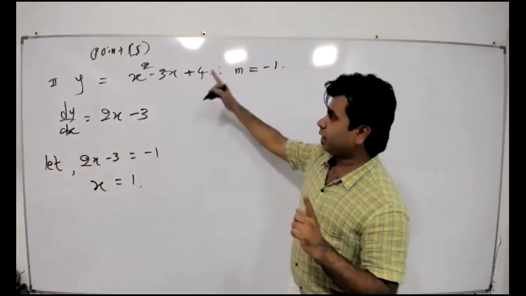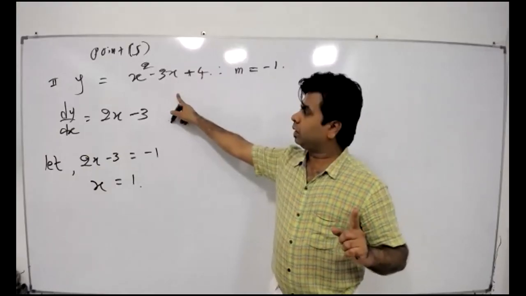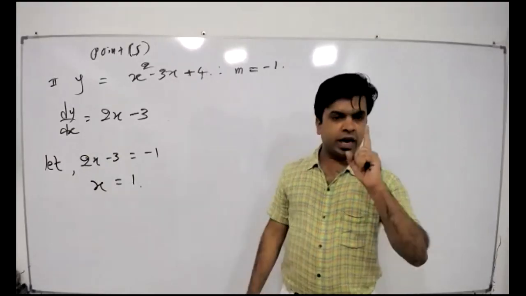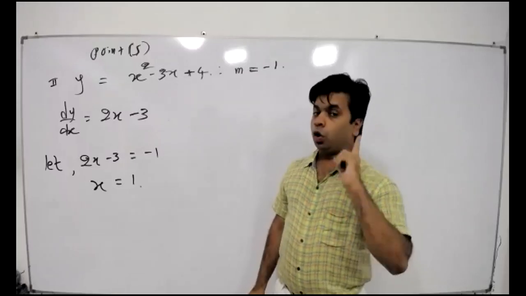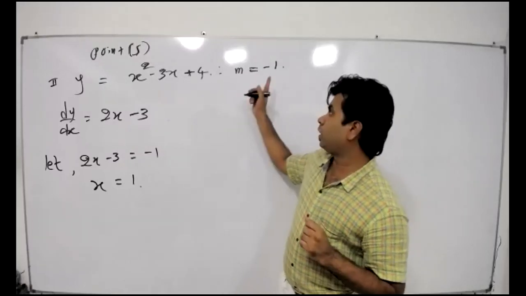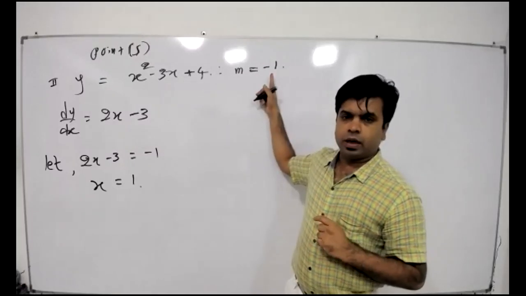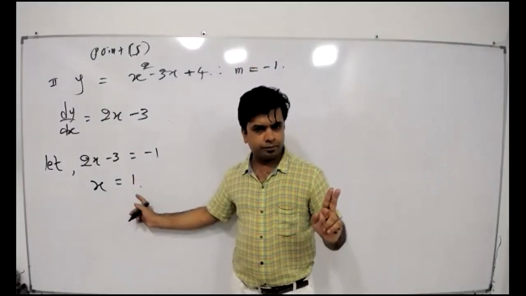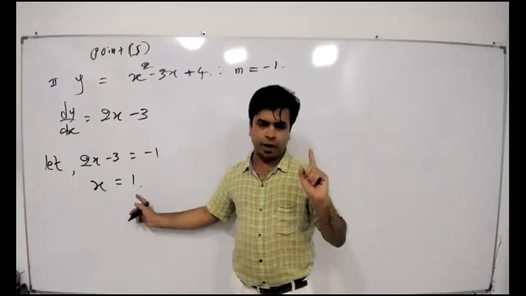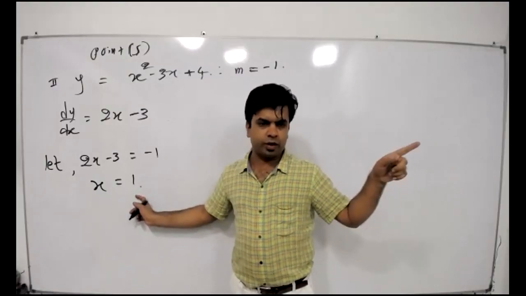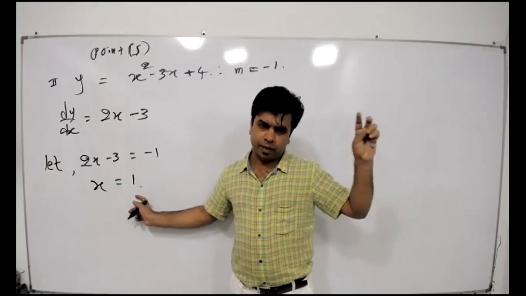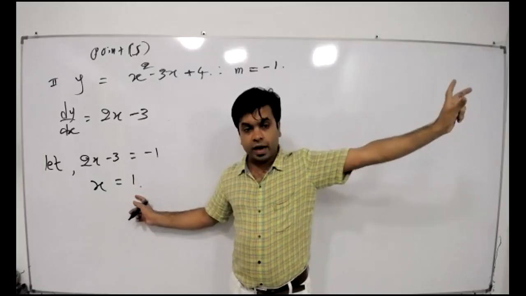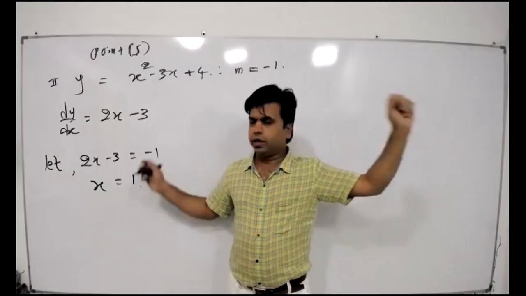Understand, you know that this is a quadratic curve, right? It's a parabola. On this parabola, there's a point corresponding to the gradient minus 1. Its x coordinate is 1. That's what we found. Clear? And I think you participated in that basic coordinate geometry also, right?